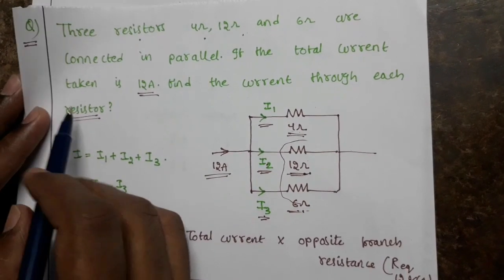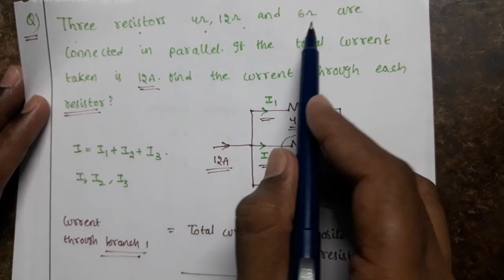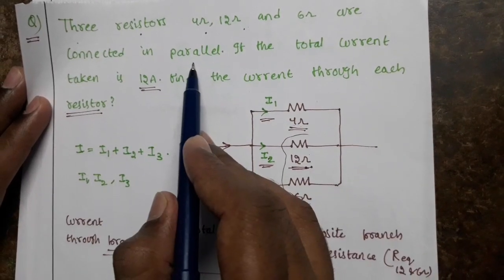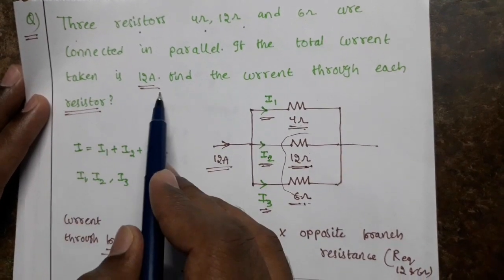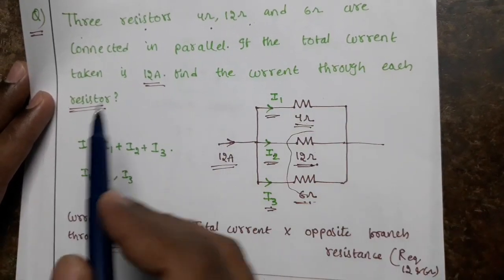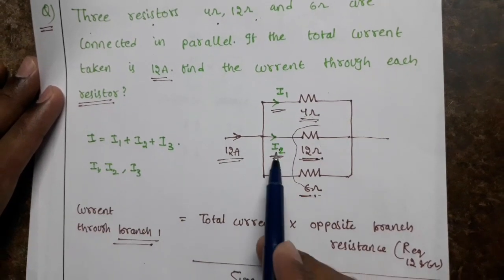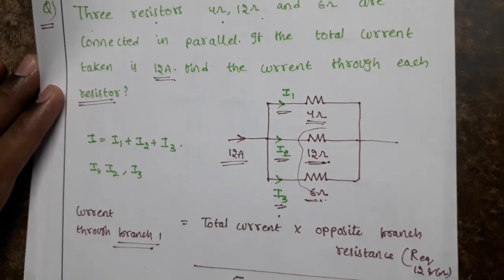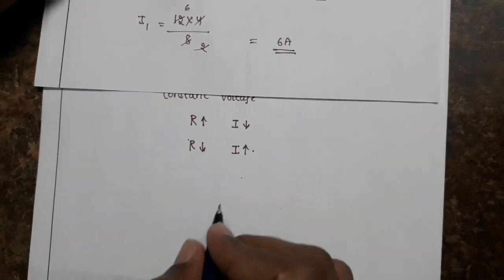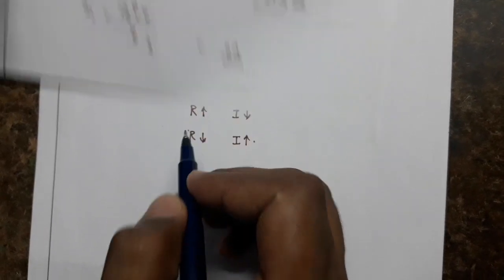Here for this question they have given three resistances 4 ohm, 12 ohm and 6 ohms connected in parallel. If the total current taken is 12 amperes, find the current through each resistance. We have to find the branch currents, that is I1, I2 and I3. They have given the total current of 12 amperes. So by using this relation I am going to solve this within fraction of seconds.